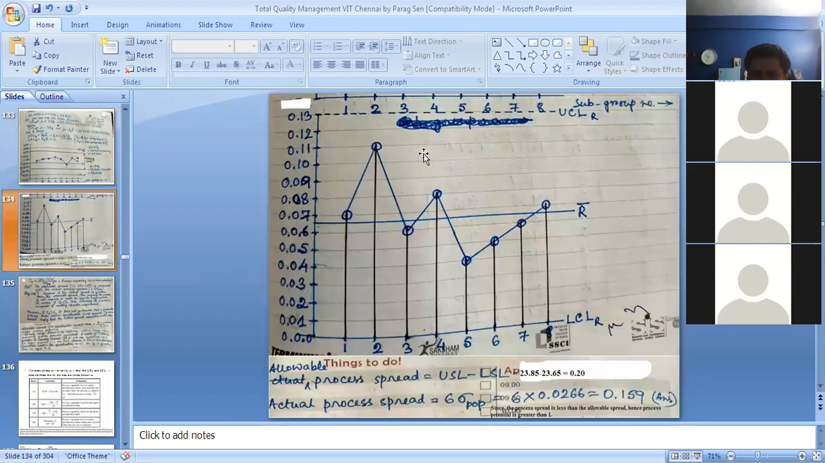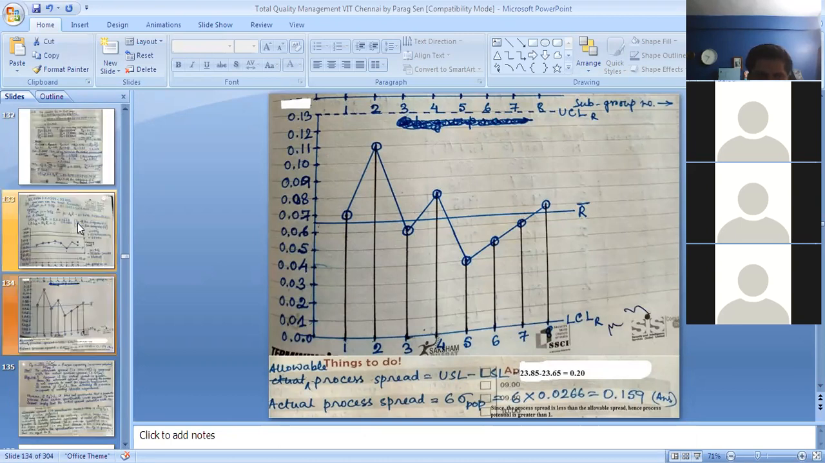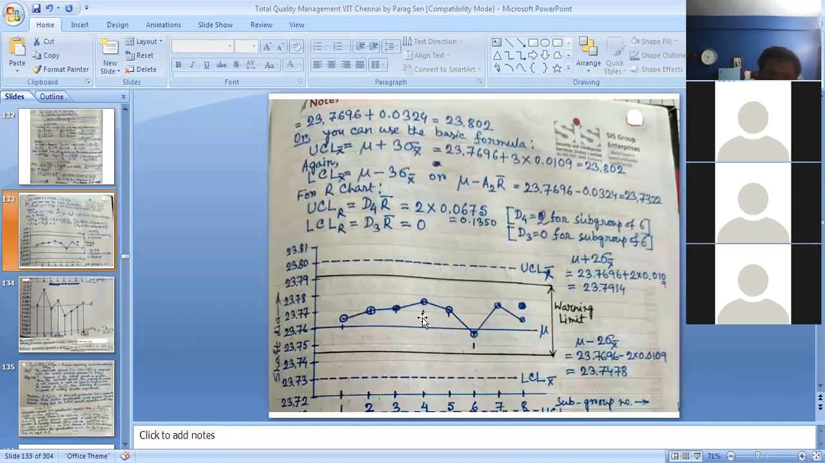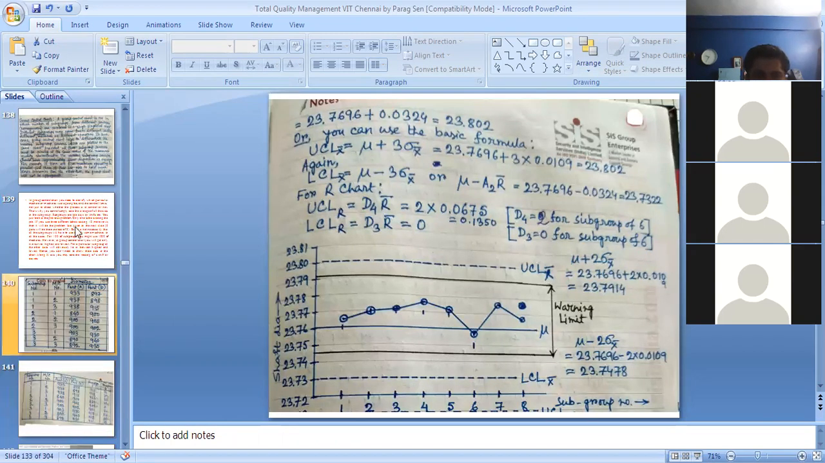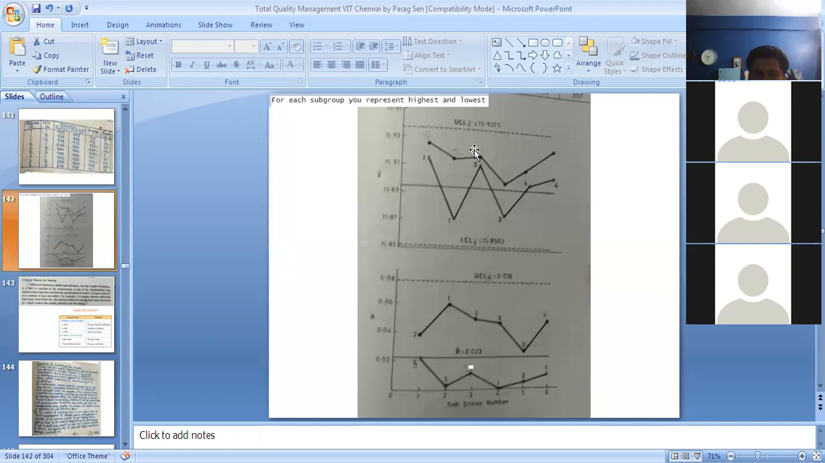You have plotted all those X bar values there, and here also you are plotting the X bar values. That's why it is named as X bar chart.